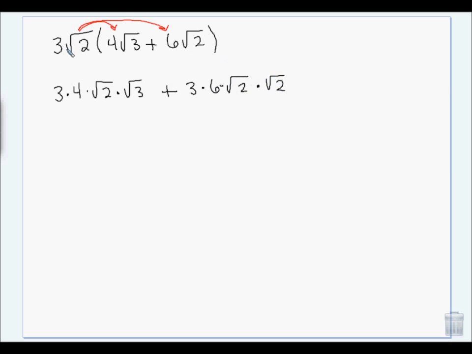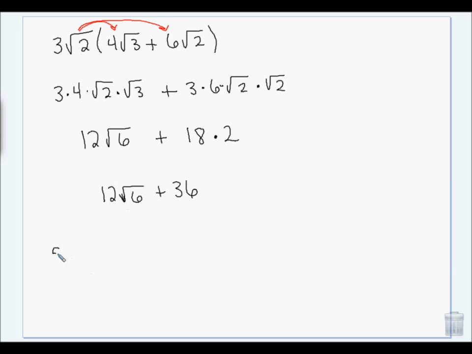So I'm going to multiply my 3 times my 4 and my square root of 2 times my square root of 3, which is going to give me 12 times the square root of 6. And then I'm going to multiply my 3 times my 6, which is going to give me 18. But then my square root of 2 times the square root of 2 is going to cancel each other out and just give me a 2. And that's 36. And 6 is 2 times 3. There are no perfect squares inside of a 6. So that's small.